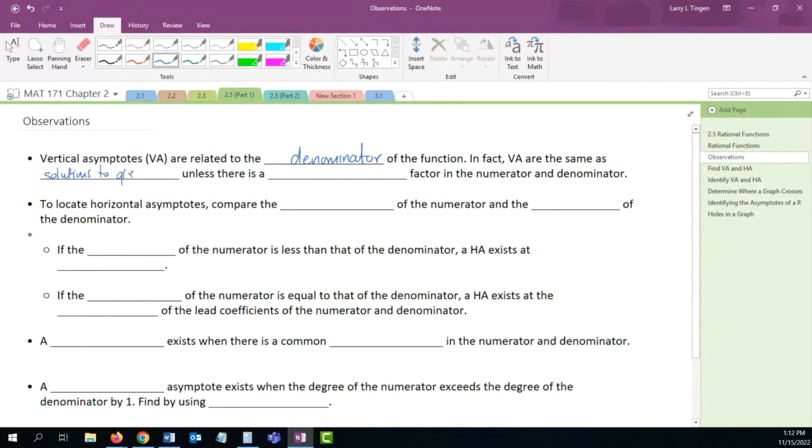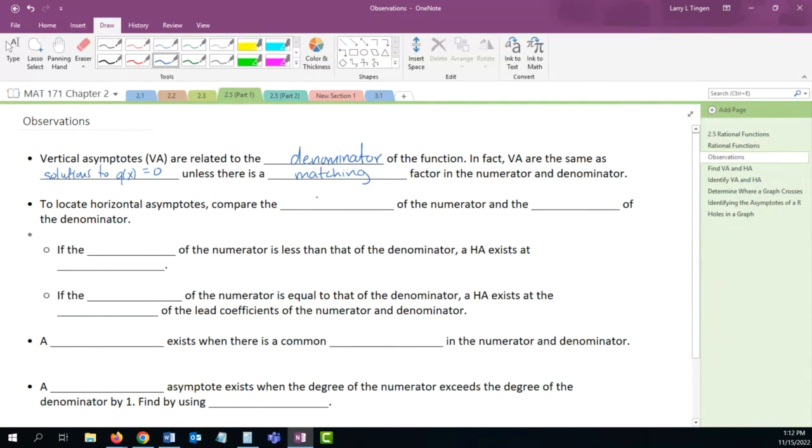Solutions make the denominator 0 unless there is a matching factor in the numerator and denominator. We haven't seen a case of that yet. Don't worry about it. We're going to see that on the very last page of these notes.